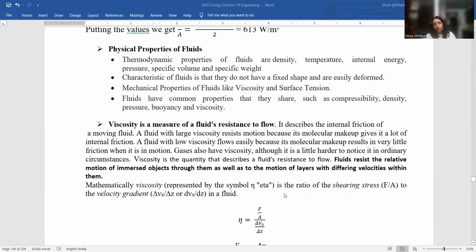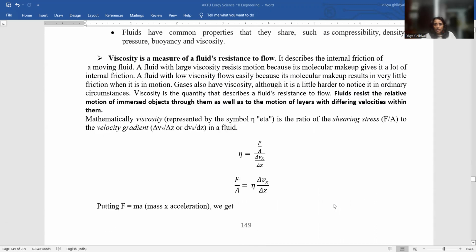Viscosity is a measure of a fluid's resistance to flow. It was asked in section A, define viscosity. And you can expect a numerical on this formula of viscosity, which I'm just going to do with you. So fluids resist the relative motion of immersed objects through them, as well as the motion of layers with differing velocities within them. So viscosity is given by force upon area, that is pressure or shearing stress, and velocity gradient. That means a rate of change of velocity with distance. Gradient in physics means slope.